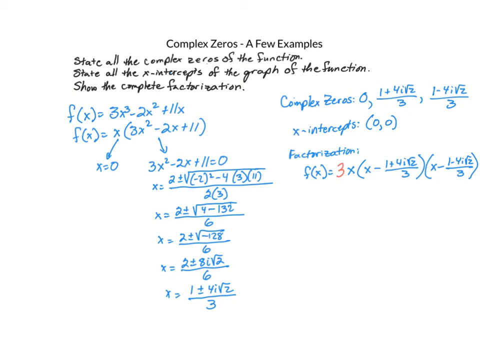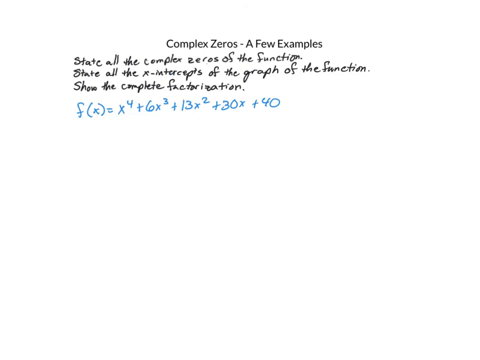That 3 is important. Now, if you were to multiply that out, you would in fact get the original function, but without the 3, you would not. And it would be a nice challenge problem to multiply that out and make sure that it does equal the original function, but in fact it will.